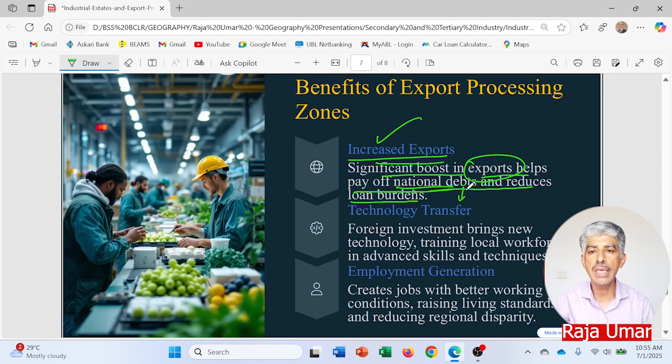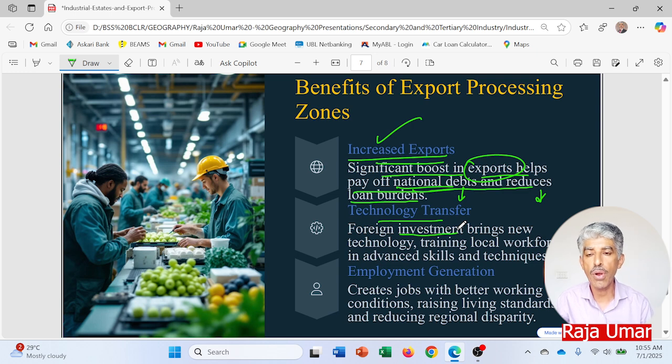We will pay off the debts we are incurring right now, and that would reduce the burden of loans on the Pakistani economy. So the economy would flourish. Technology transfer. You know that when the quality standards are maintained, the investor would bring the latest technology and latest machinery to establish the industry over there. So that would be the transfer of technology from other countries to Pakistan.